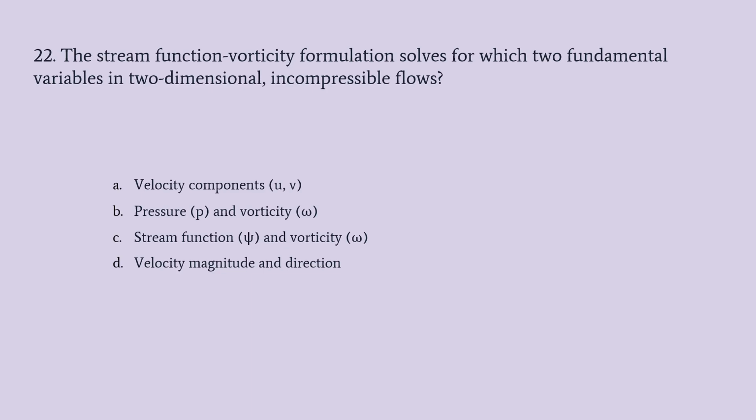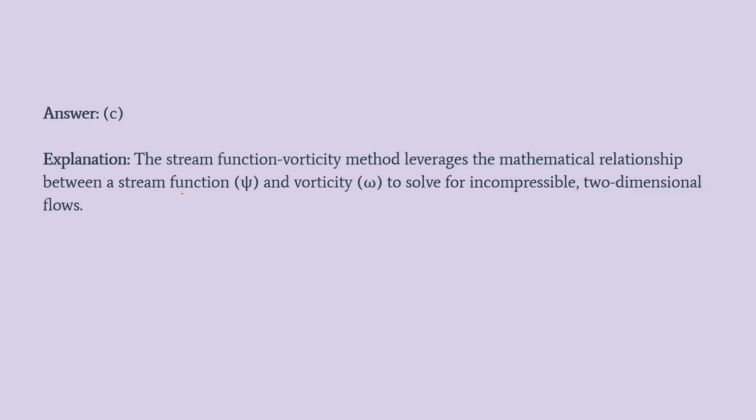The stream function vorticity formulation solves for which two fundamental variables in two-dimensional incompressible flows? Again, it's a simple question. Actually, I should have asked this question earlier. So now we know, options are: option A, velocity components u and v. Option B, pressure P and vorticity. Option C, stream function and vorticity. Option D, velocity magnitude and direction. So we know it is stream function and vorticity. Our answer is option C.